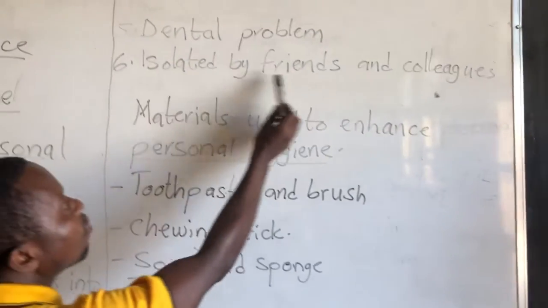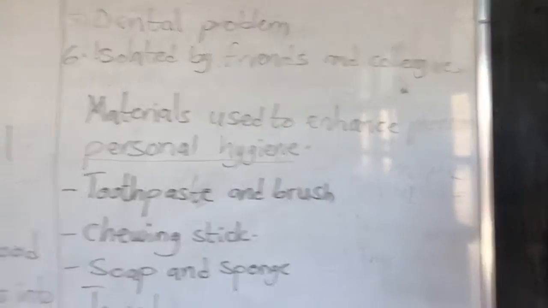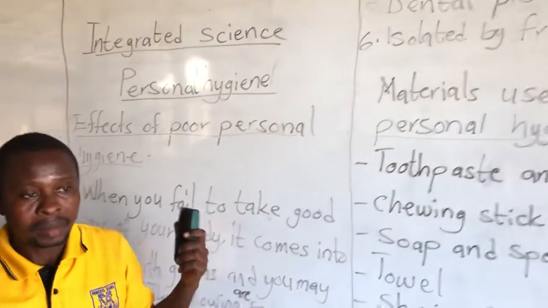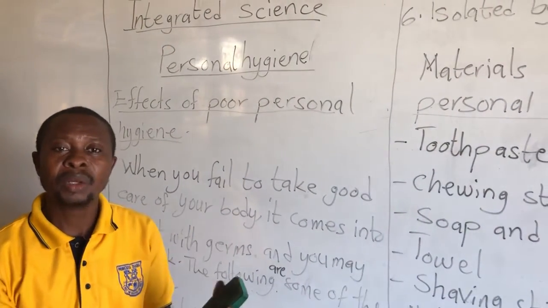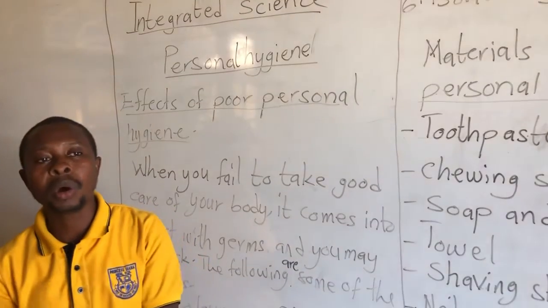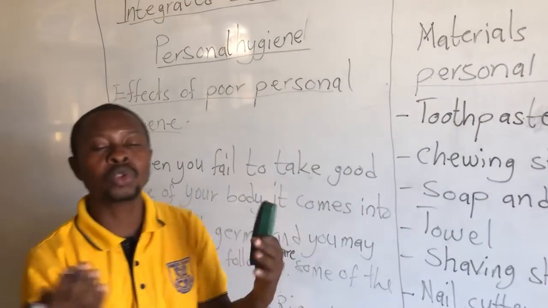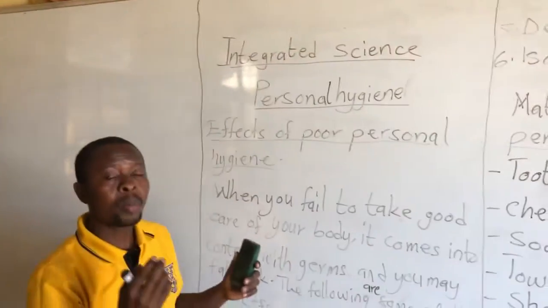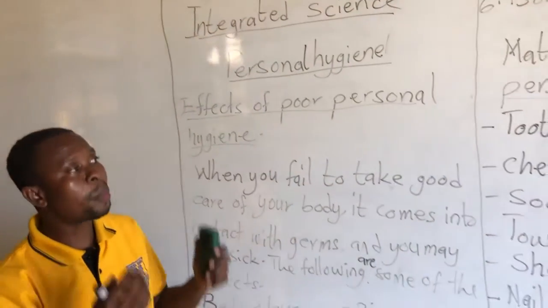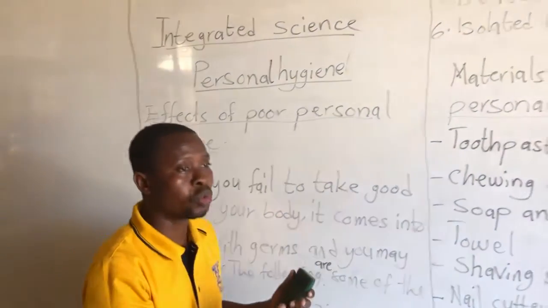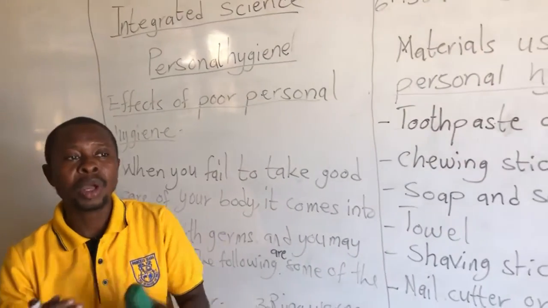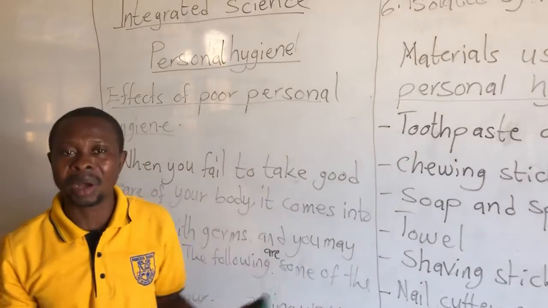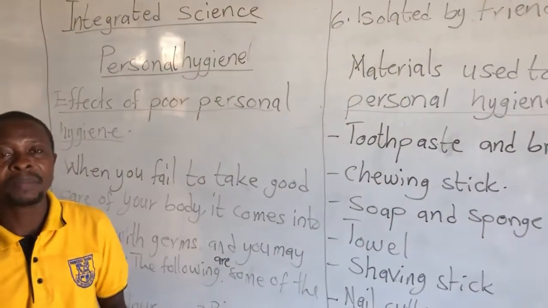We also get isolated from friends and colleagues. If we are smelling, if we have bad odor, our mouth is smelling, our armpits are smelling, when we get close to our friends they all run away from us. They do not like to come into contact with us or play with us. So these are all effects of poor personal hygiene. Since we want to play with our friends, we have to practice good personal hygiene.